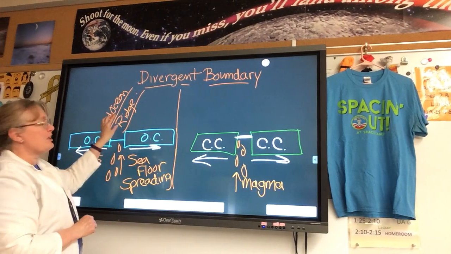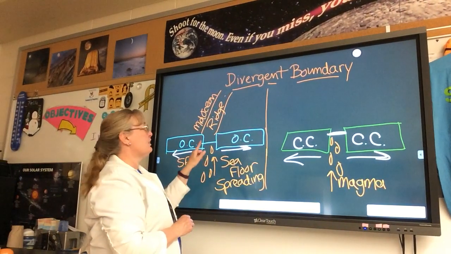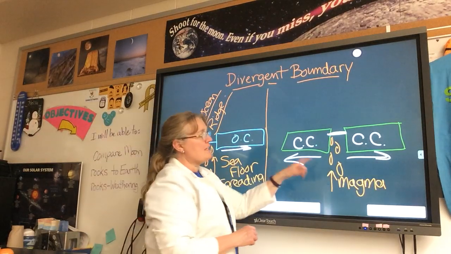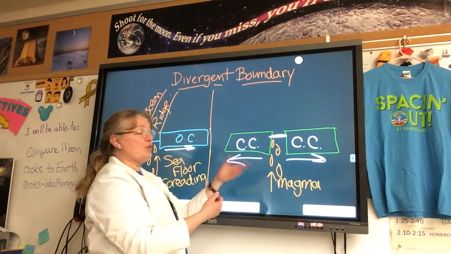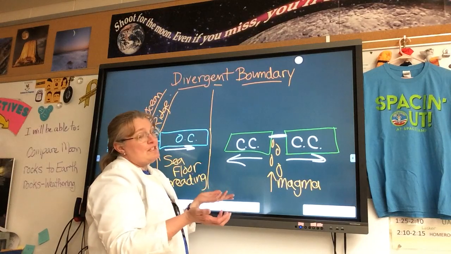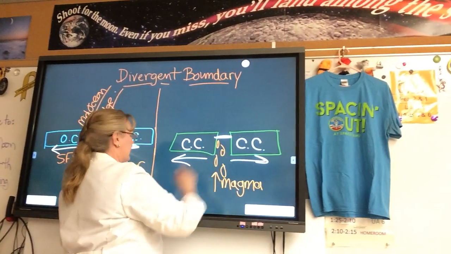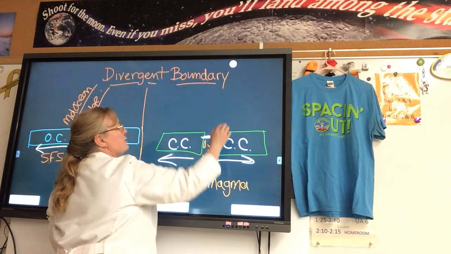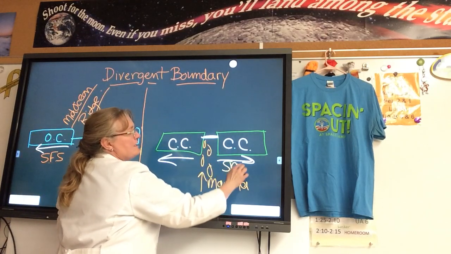In the ocean version, where the mid-ocean ridge is, we're creating new oceanic crust. In this process, we're spreading. It's like seafloor spreading on the land. So there's no seafloor, so we're just going to call it spreading. So we're spreading on both sides.